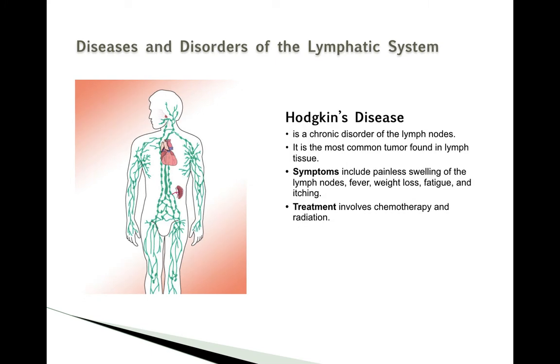All right, so the last disease or disorder that we're going to talk about is Hodgkin's disease. It is a chronic disorder of the lymph nodes themselves. It is the most common tumor found in lymph tissues, and a lot of the symptoms include painless swelling of the lymph nodes, fever, weight loss, fatigue, and itching. Treatment includes radiation and chemotherapy, so it can be pretty harmful, or like the treatment can be a lot to deal with.